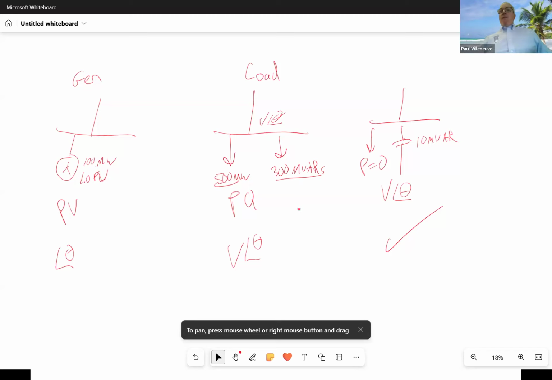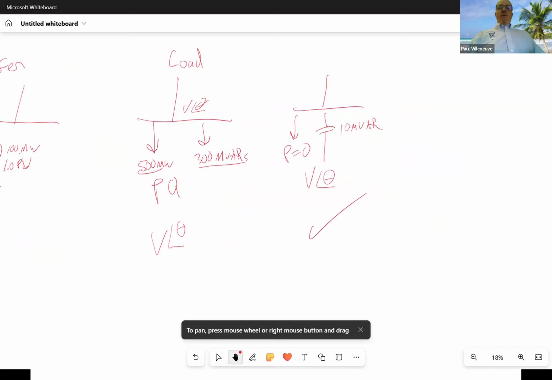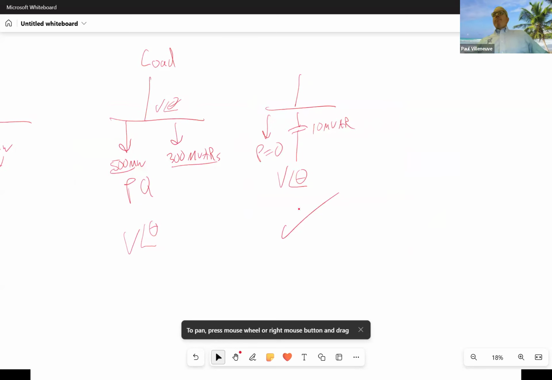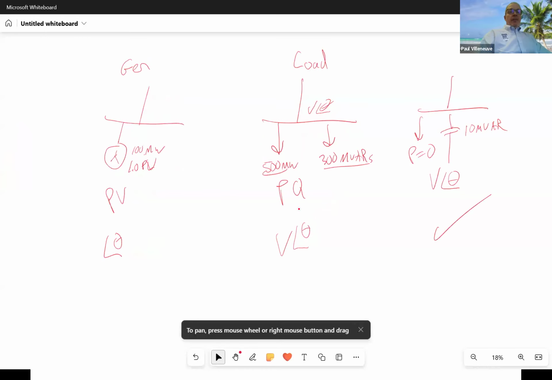Yes, sir. Which type of bus did you go for? What is characteristic of determining it? How do you pick it? So all I do to determine which bus type I'm going to use is ask: do I know PV, PQ, or V at an angle of theta? If I know those, that's where I specify. Let's say you are the designer and then.